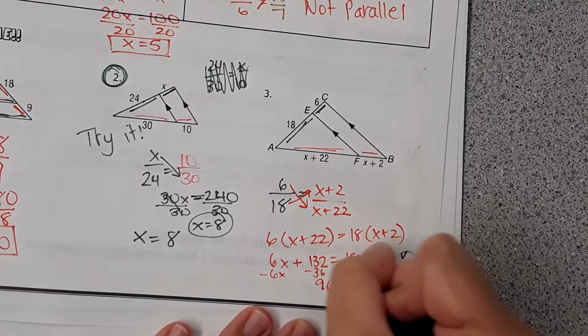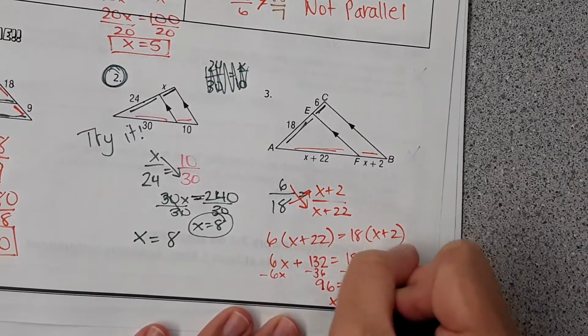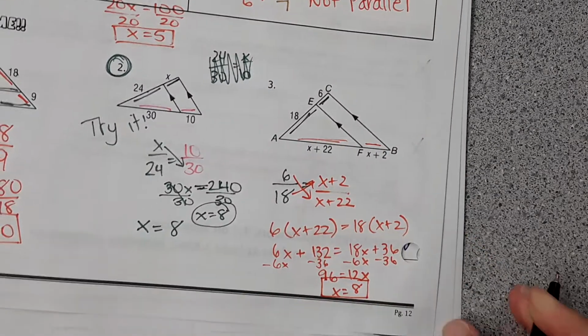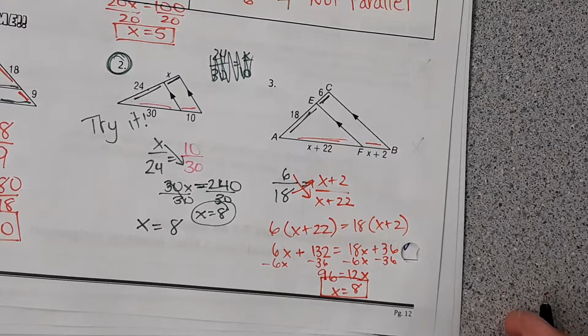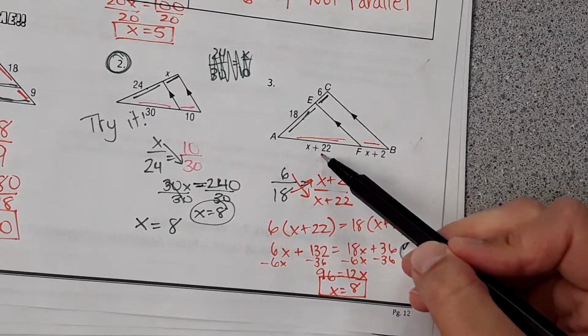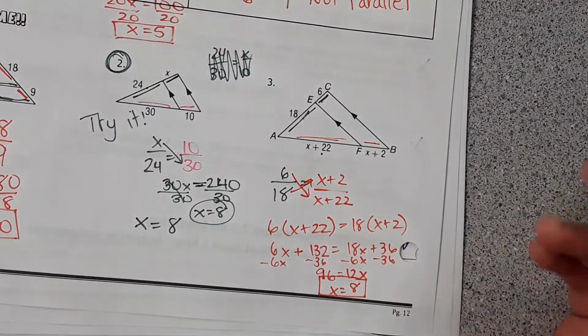And then x equals 8. Yes, Tyler. Did you get the right answer? Yeah. Then you're good. Yes, you could have done 18 over x plus 22 and 6 over x plus 2, and you'd get the same answer. Then moving on to the next page when you're ready.